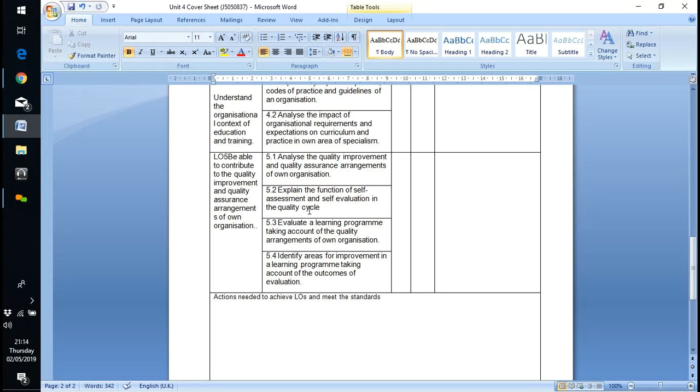Exactly. So again, it looks at quality improvement, function of self-assessment and self-evaluation in the quality cycle. One of the things that most schools will do before an Ofsted inspection is do a self-assessment report. And the school will have one. Okay. So you can look at the function of that and how it works, and then evaluate a learning program, taking into account the quality arrangements in your own organisation. That is one of the learning programs that you do.